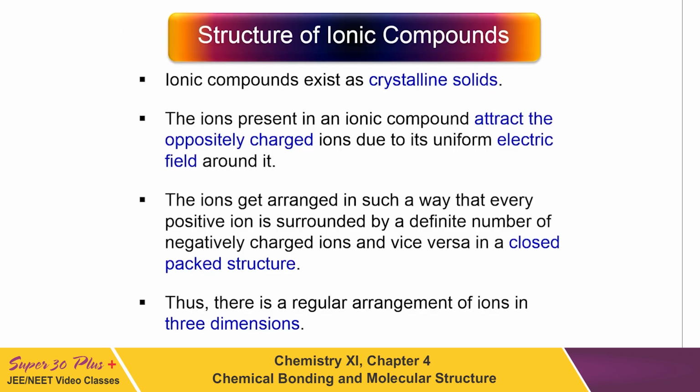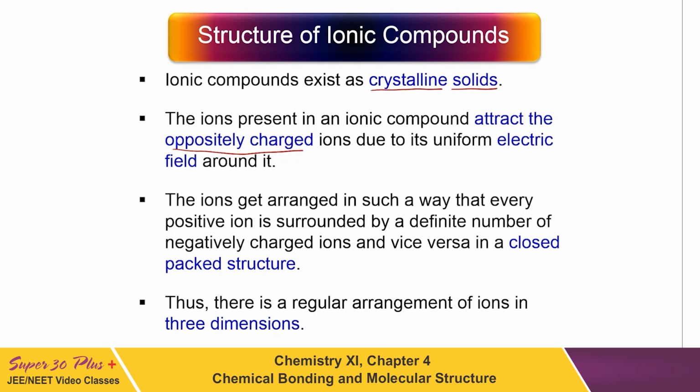So how do these ionic compounds look? What is the structure of an ionic compound? Ionic compounds exist as crystalline solids. So they do have crystals and also they are solid. And the ions present in the ionic compounds attract the oppositely charged species, meaning positive will attract negative and negative will attract positive.